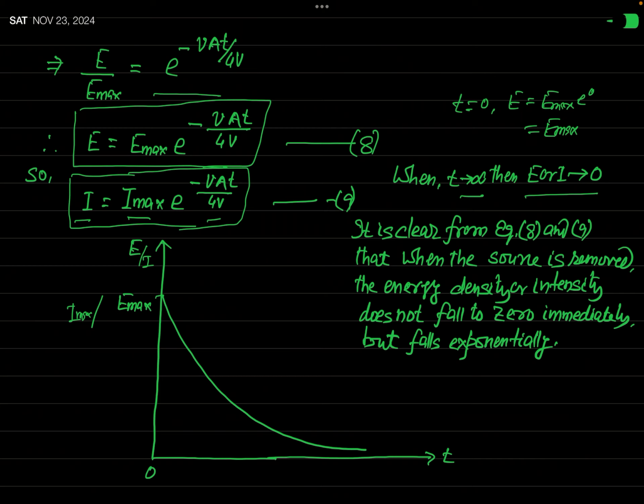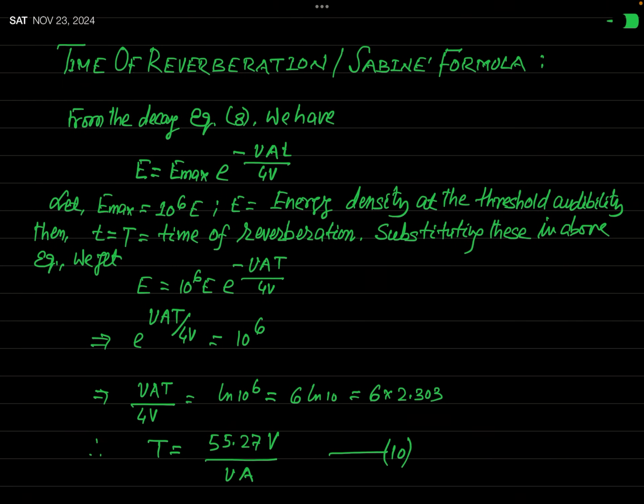So it is clear that after removing the source, or after shutting down, or cut off of the source in the live room, the energy density or the intensity does not fall to 0 immediately, but it takes a time in falling to 0. So I have written that it is clear from equations 8 and 9 that when the source is removed, energy density and intensity do not fall to 0 immediately, but fall exponentially.